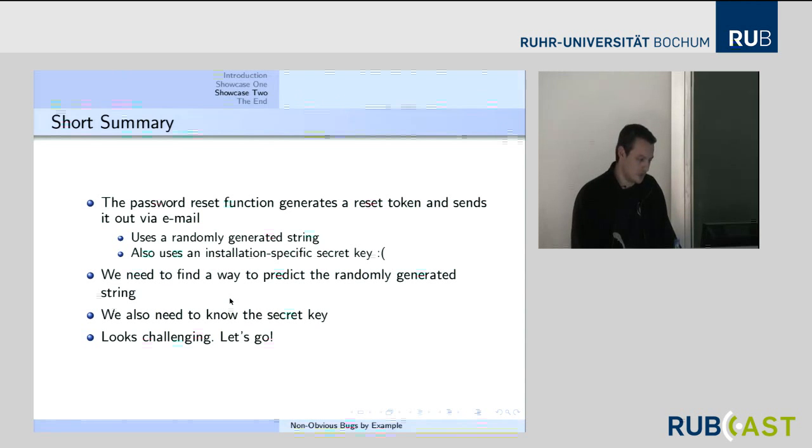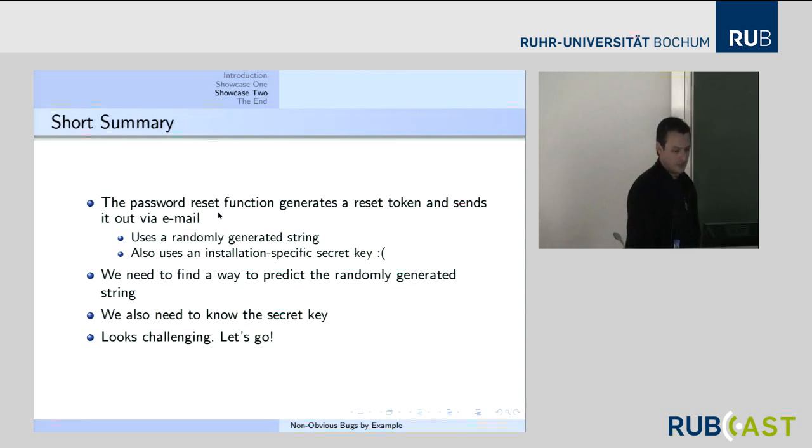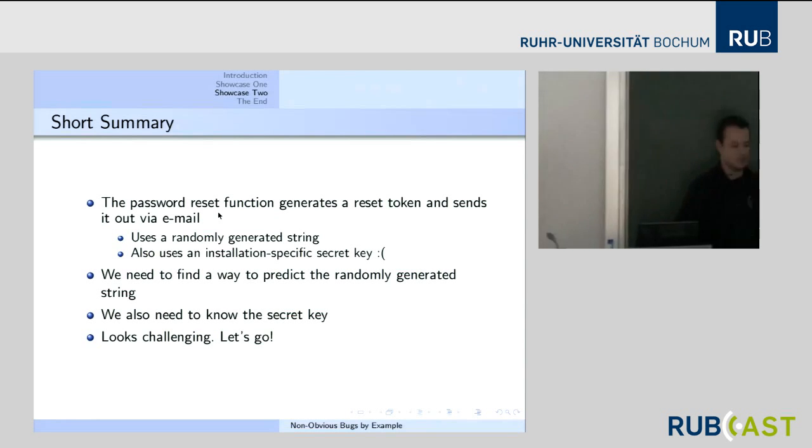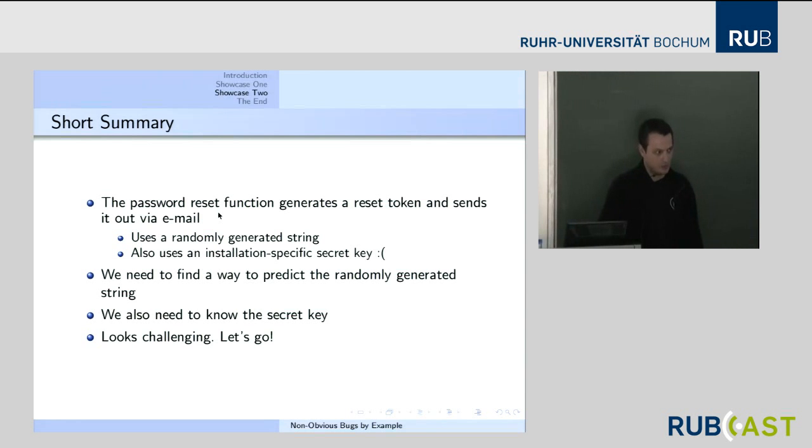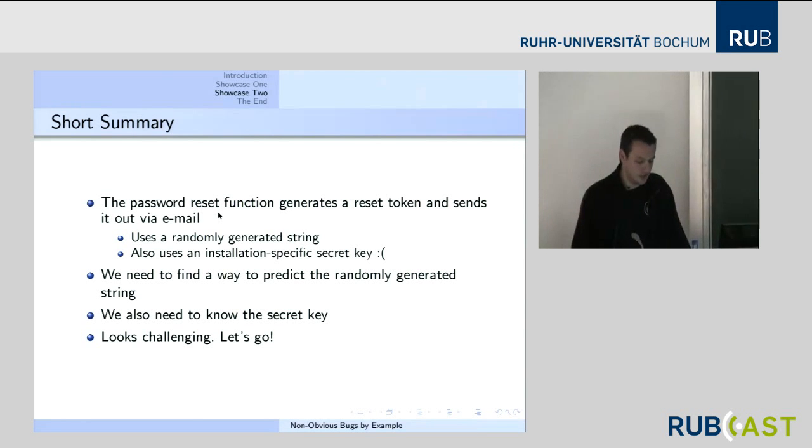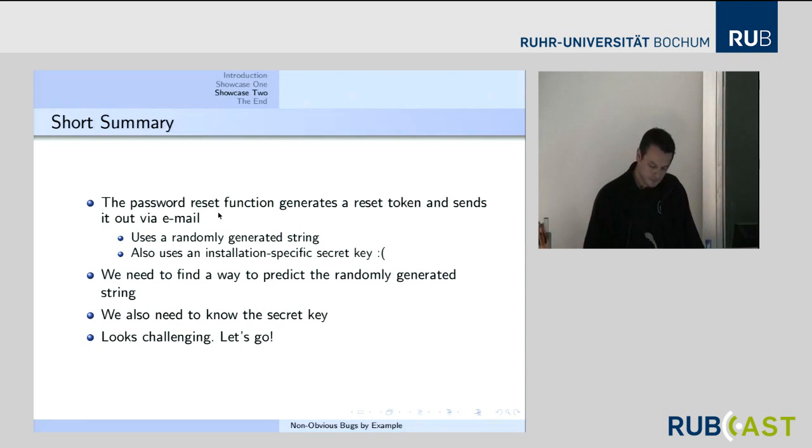So what have we seen so far? The password reset function generates tokens and sends them out via email. It uses randomly generated strings as tokens and also an installation-specific secret key. So even if we could predict the random number generator's output, we would still need to know this secret key. That looks interesting enough to spend some more time. And here we go.